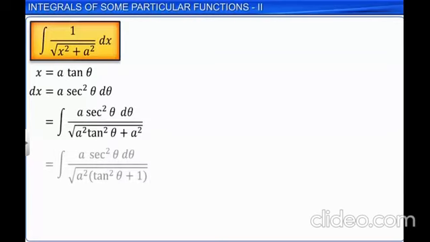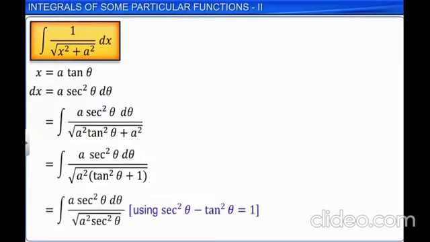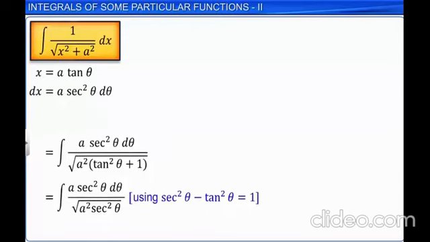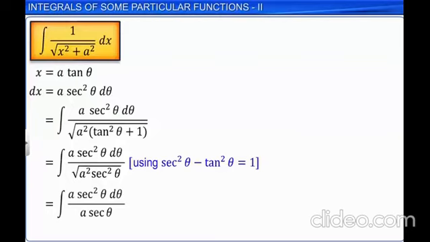Now, the denominator can be rearranged by taking a square common among the terms. By using the identity secant square theta minus tan square theta is equal to 1, the denominator can be represented as square root of a square secant square theta. On cancelling the common factors, we get the integrand as secant theta. The integral of secant theta d theta is log of secant theta plus tan theta plus the constant p.